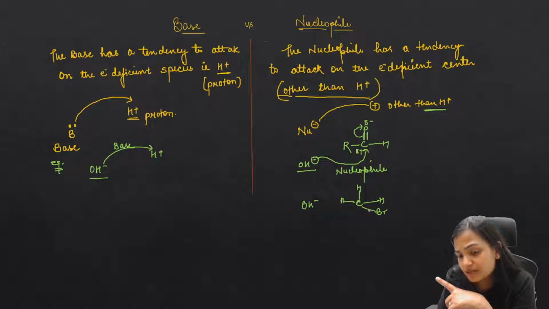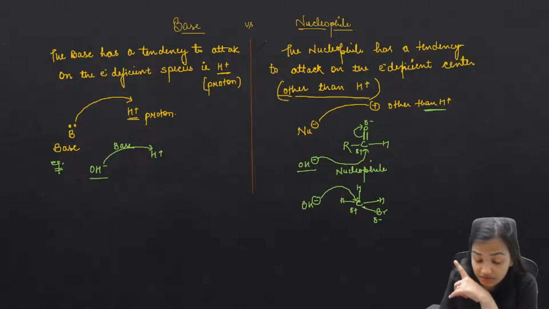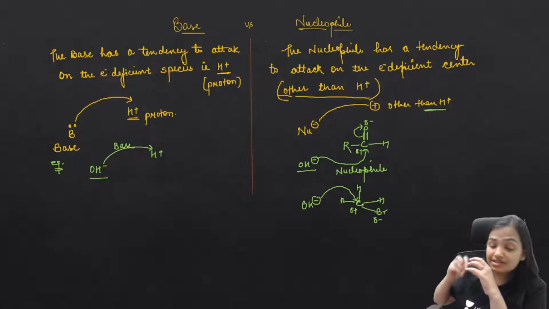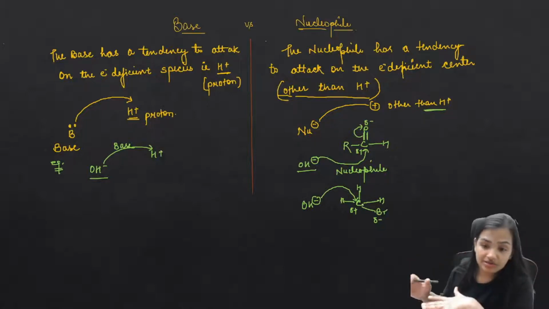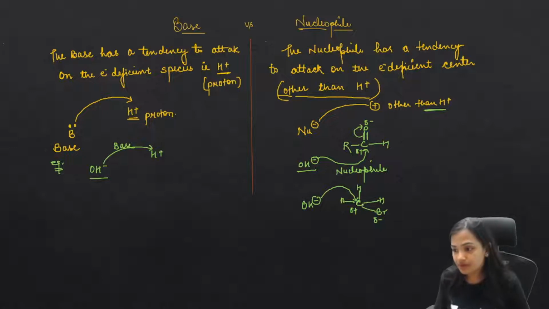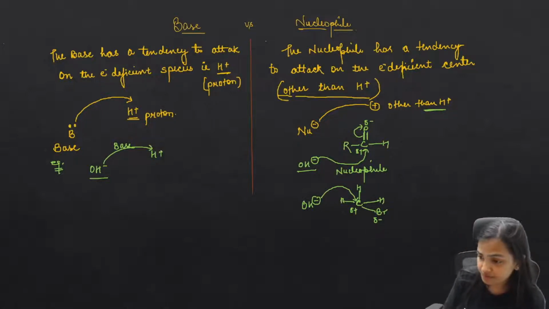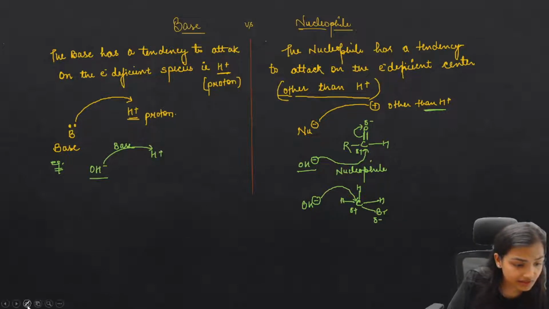Now if you see this particular molecule here, this will be broken, partially negative and partially positive. So this is a nucleophile if it is attacking over this carbonyl carbon. This can attack over the nitrogen, this can attack over the carbon, this can attack over any center, but other than H positive, it is said to be a nucleophile. So I hope your confusion is very clear now. Now I will be telling you about the major points of differences.